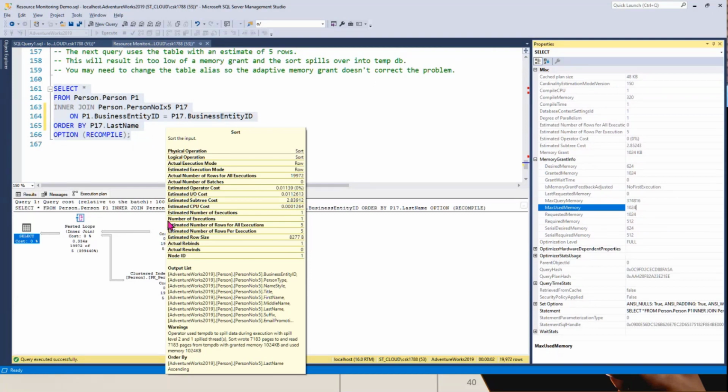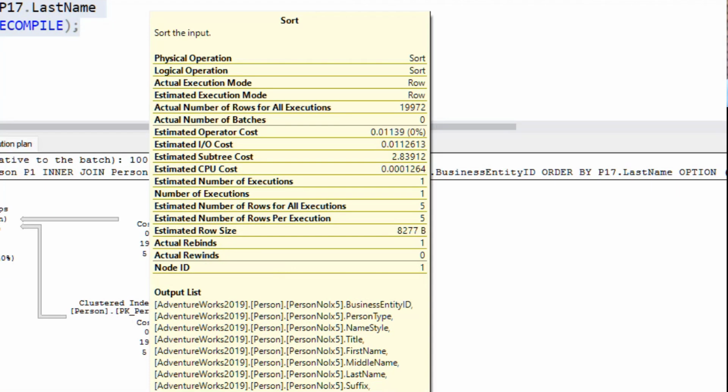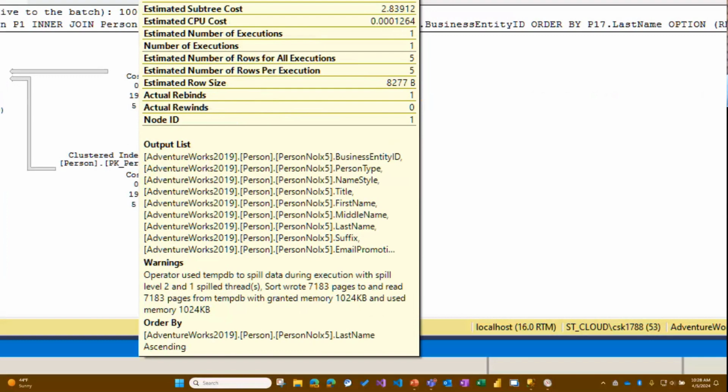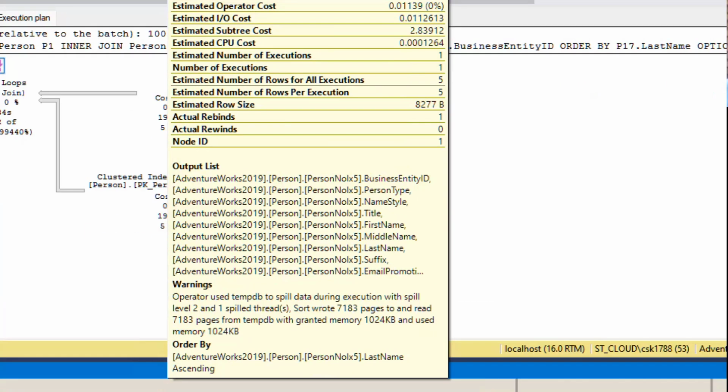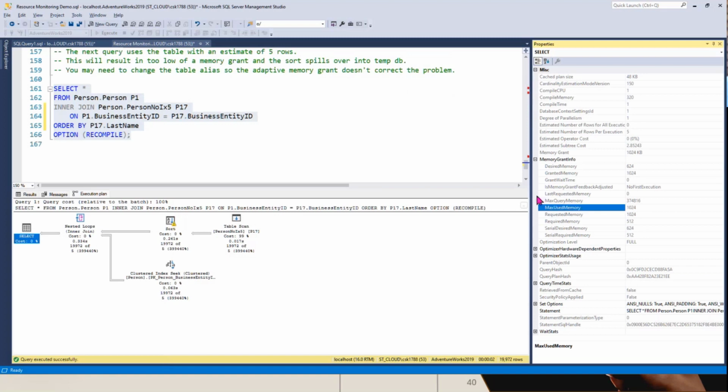If I highlight over this sort, where there's an exclamation point, there's a warning down here that says the operator used TempDB to spill data during the execution. It was granted 1 meg, and it used 1 meg of memory. So here's a great example where SQL Server said, I think you're going to need 1 meg of memory in order to run your query, so it gave it 1 meg. Our queries won't go get more memory if they don't have enough. It just runs with what it has, and it uses TempDB to overcome that shortcoming.